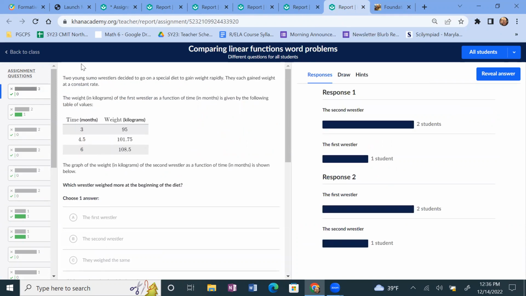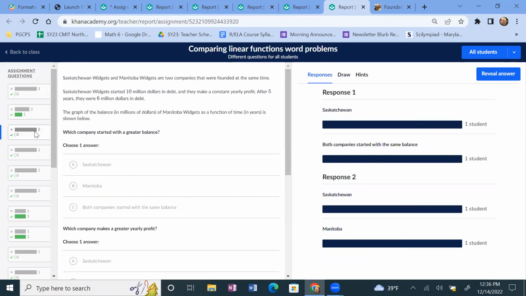And the same thing here. We have a table, and we have a situation. But I want you to take what I've said so far and see if you can identify what they're asking for, the y-intercept, the x-intercept, or the slope, and then try this again.